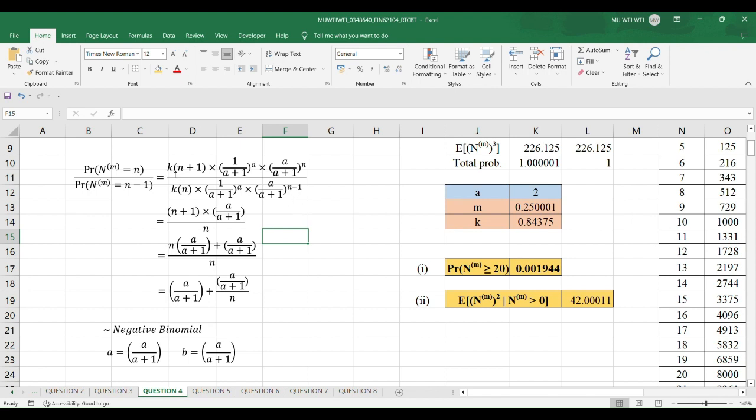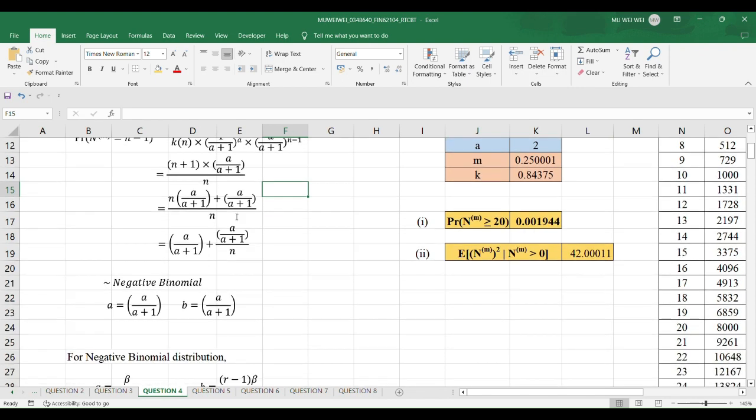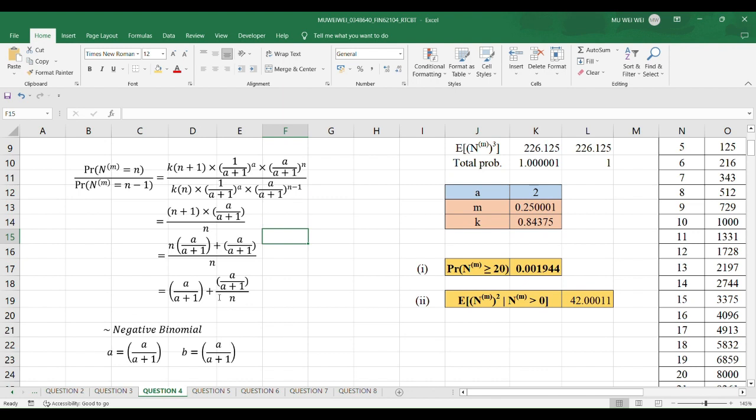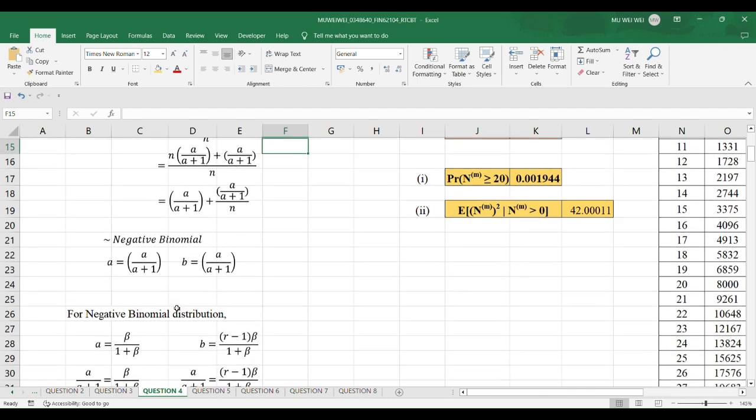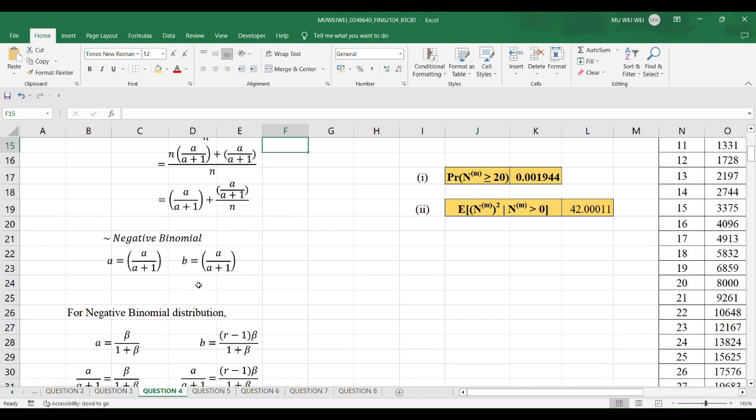In this case, k and (1 over a plus 1) to the power of a can be cancelled out, and we get (n plus 1) times (a over a plus 1), divided by n. So calculating will get us a over a plus 1, plus (a over a plus 1) divided by n. So this shows us that the a is a over a plus 1 and the b is also a over a plus 1. Since a and b are both positive, this is a negative binomial distribution.